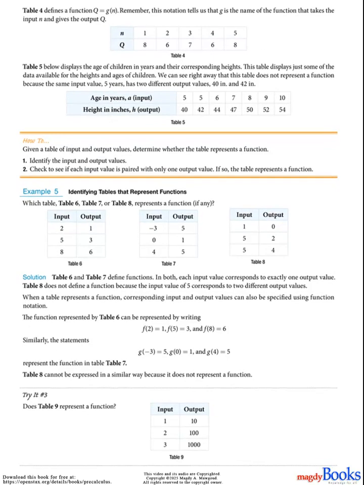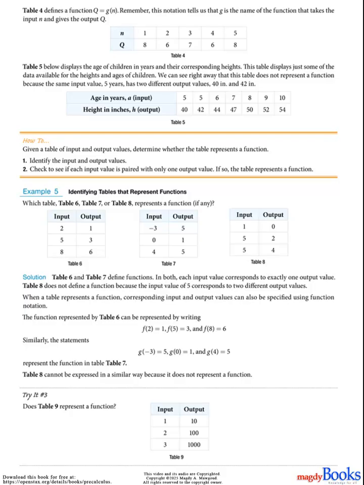Table 4 defines a function q equals g of n. Remember, this notation tells us that g is the name of the function that takes the input n and gives the output q. Table 4: n, q. At n equals 1, q equals 8. At n equals 2, q equals 6. At n equals 3, q equals 7. At n equals 4, q equals 6. At n equals 5, q equals 8.